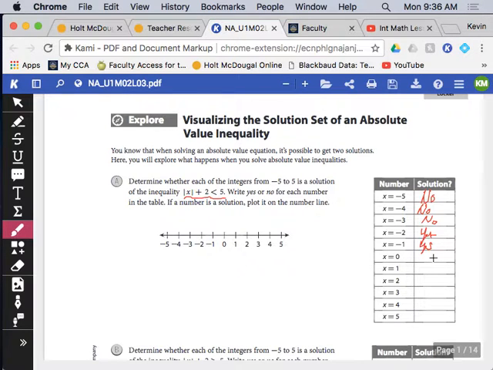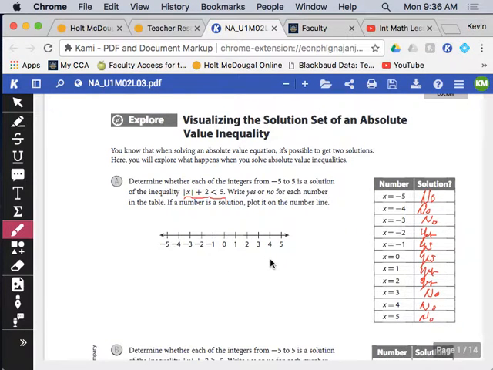Plus 2 is 3. 3 is less than 5. 0 plus 2 is less than 5. 1 plus 2 is less than 5. 2 plus 2 is less than 5. Then we get over here to 3. 3 plus 2 is 5. We know that 5 is not less than 5, so that's a no. And then so on and so forth for the rest of them. And then it asks us to plot our solution.